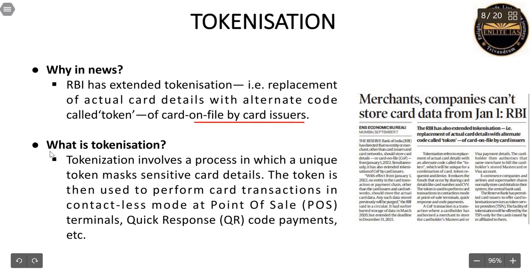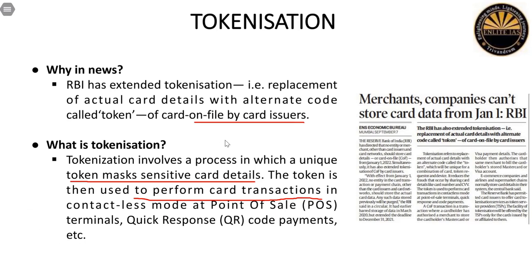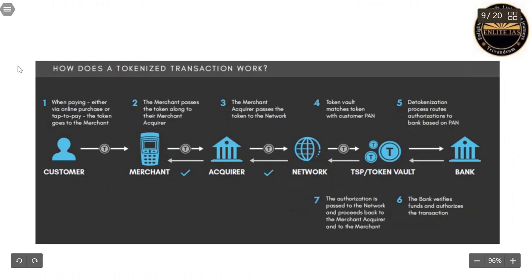So what is tokenization? Basically, it involves a process in which a unique token marks the sensitive card details. This token is then used to perform the card transactions in contactless mode of point of sale, terminals, QR codes, payments, etc. So basically, your card details will be hidden and some other details will be given instead of this, which is specific and unique to your input in your card. Hence, it will increase the security. So as you can see over here in the figure how this tokenization transaction works.